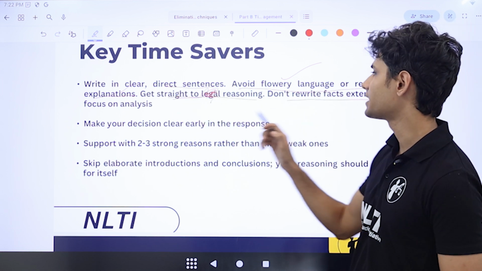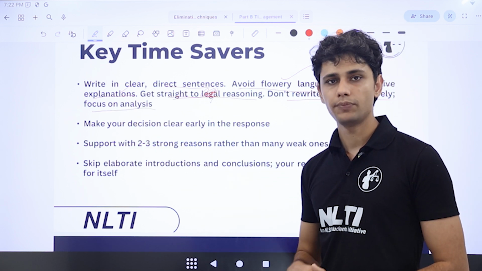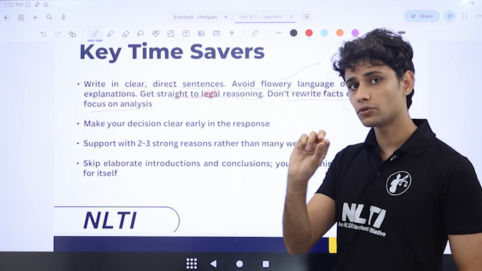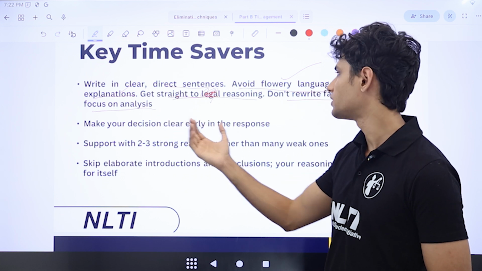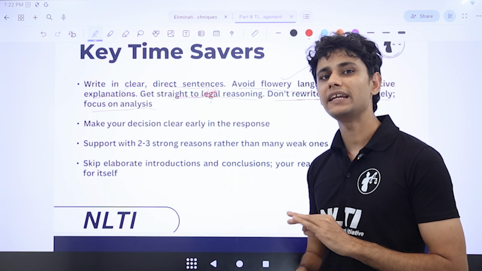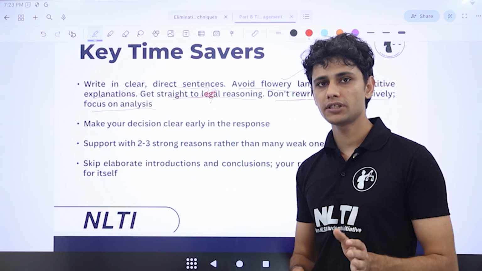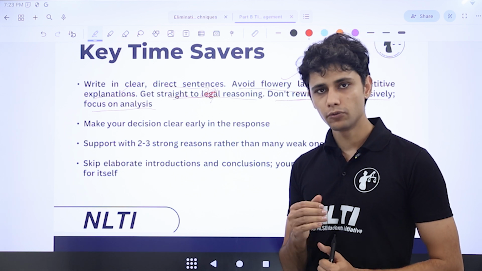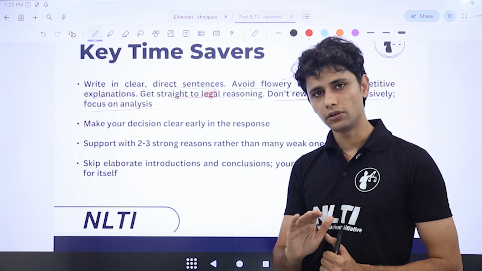Do not rewrite facts extensively. Focus on analysis. One of the key reasons why students waste their time, besides the reasons such as writing in extremely flowery language, because they think too much of what I should write. And other than that, one of the other reasons why students waste too much of their time is because they end up rewriting the facts. Once you start writing your answer, do not rewrite the facts. Maybe if you're explaining some argument, if you want to rewrite a fact as evidence to support your claim, then you can do that. But most of the times, if you're rewriting the facts in order to give a summary of what the question is asking you to do, don't do that, okay?